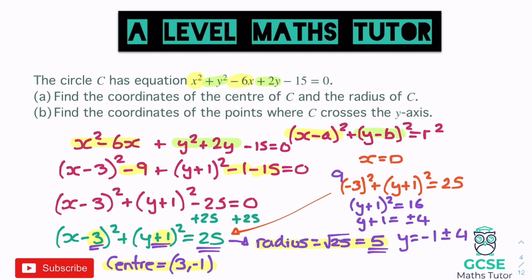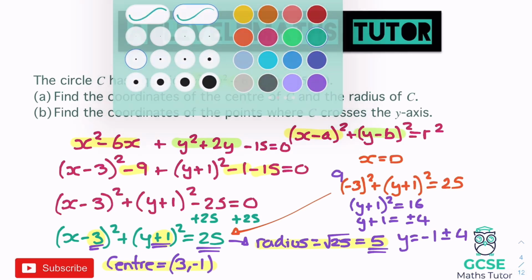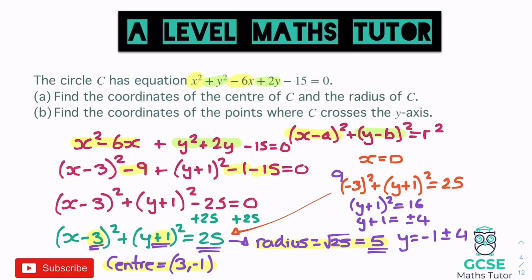And that there will give us two values, because you could have negative 1 add 4, so y could equal 3, or we could have negative 1 take away 4, which would equal negative 5. So we've got 3 or minus 5 in terms of where it crosses the y-axis. They are the two coordinates there. So obviously you could draw a more accurate sketch now you know where it crosses through the y-axis. But there we go, that's how we're going to go about solving these two parts of the question.